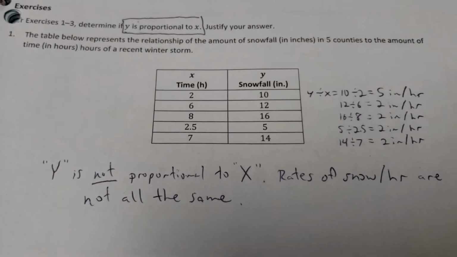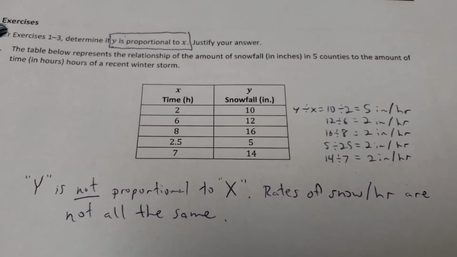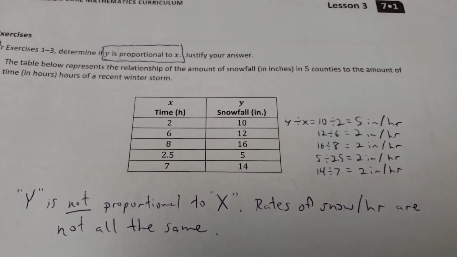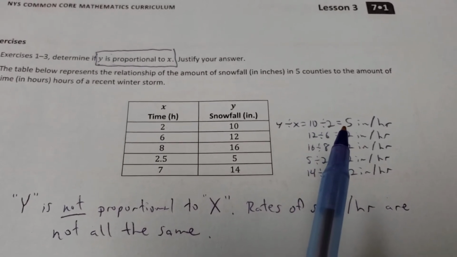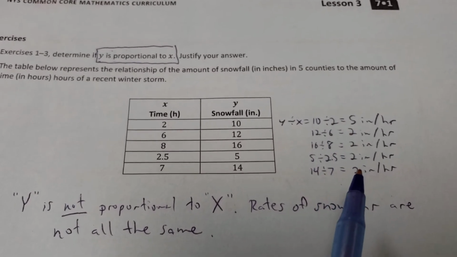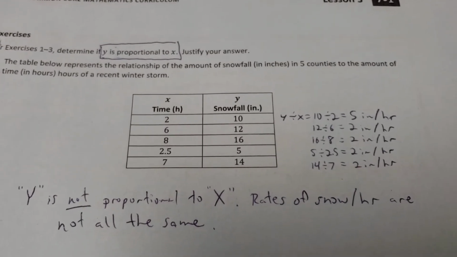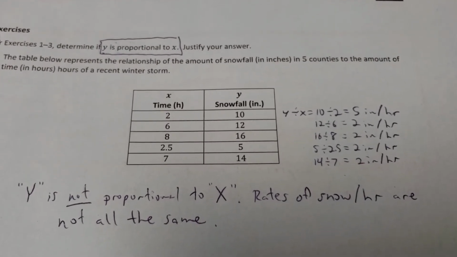So I would have to say that y is not proportional to x in this table. The rates of snow per hour are not all the same. All it takes is one value to be different. That one county got 5 inches per hour, and the rest of the counties got about 2 inches per hour. So it's not a proportional relationship as soon as there's one different than the rest.